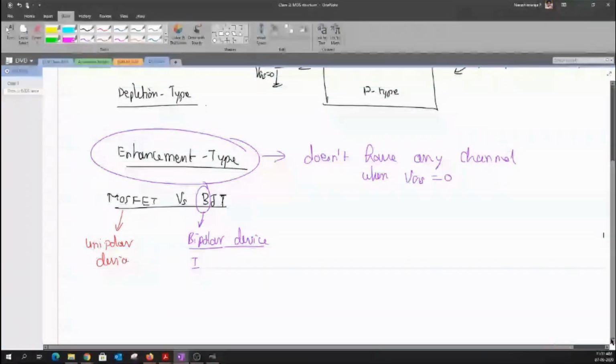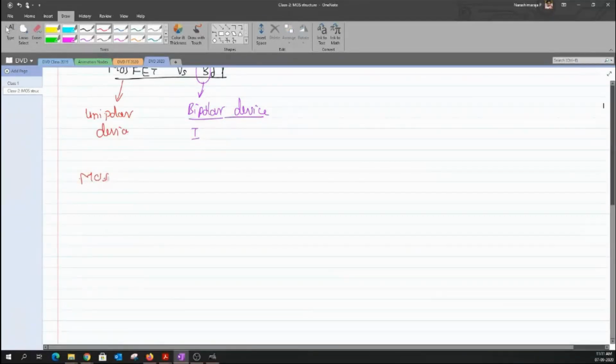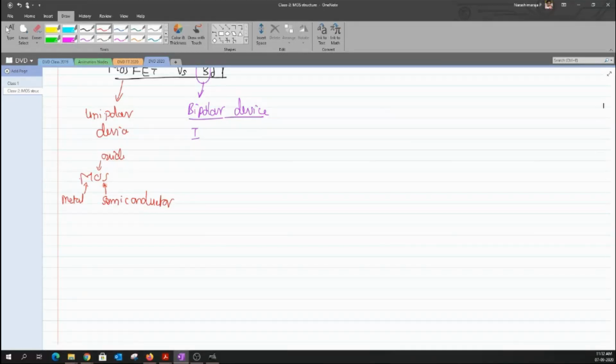Now let us move on to the next topic, which is MOS structure behavior. I guess you might be familiar with this naming convention of MOS, right? M stands for metal, O stands for oxide, and S stands for semiconductor. Now, the behavior of this MOS structure has to be studied, and this is important for us to understand the behavior of the current that flows through this MOSFET.